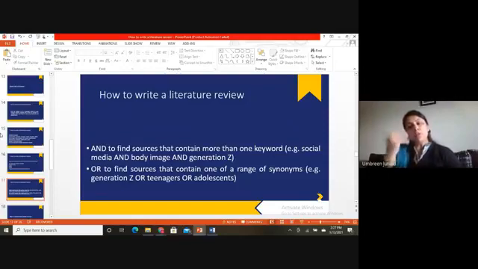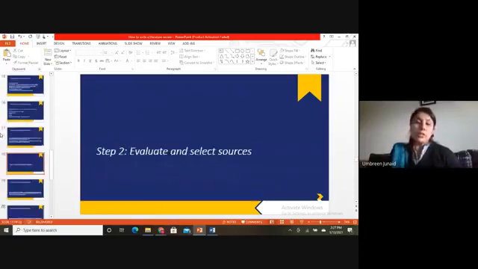Or to find sources that contain one of a range of synonyms. For example, Generation Z or teenagers or adolescents, they are just explaining exactly what I have explained to you. Means instead of just using Generation Z, why not use teenagers? Why not use adolescents? You will get many materials, many scholarly articles on that as well.